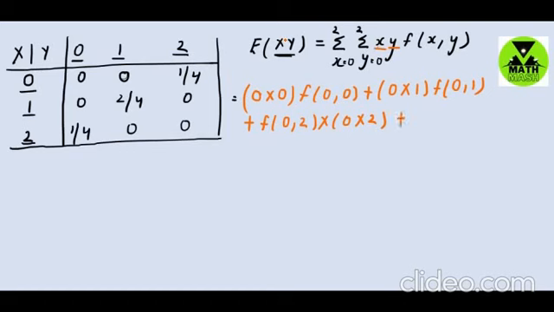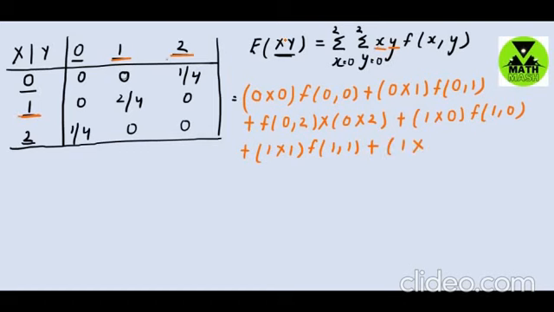Then the third one, when x is 1 and y is 0. So x is 1 multiplied by y is 0, and their corresponding function is f at 1, comma 0. Similarly, when x is 1 and y is 1, so 1 multiplied by 1, because it is x into y, and their corresponding function f at 1, comma 1, plus when x is 1, y is 2.